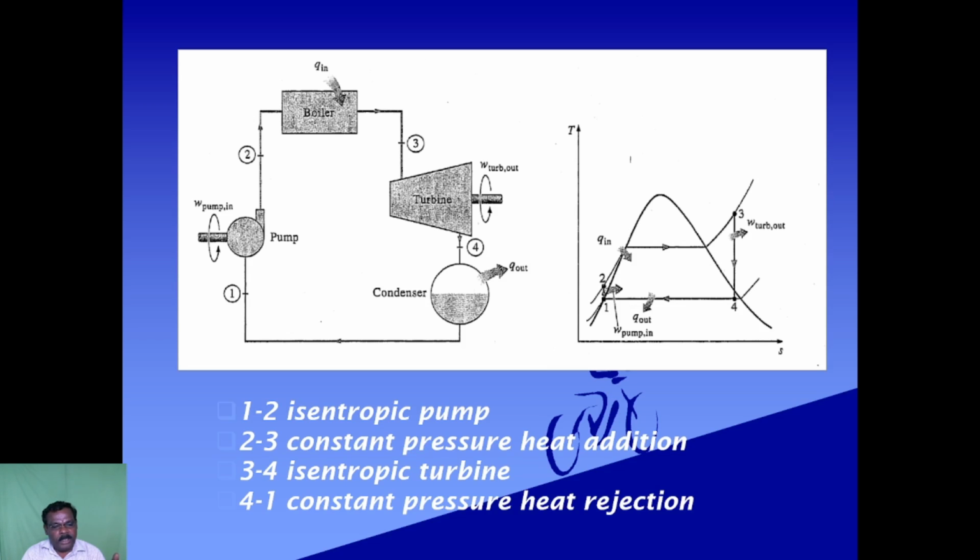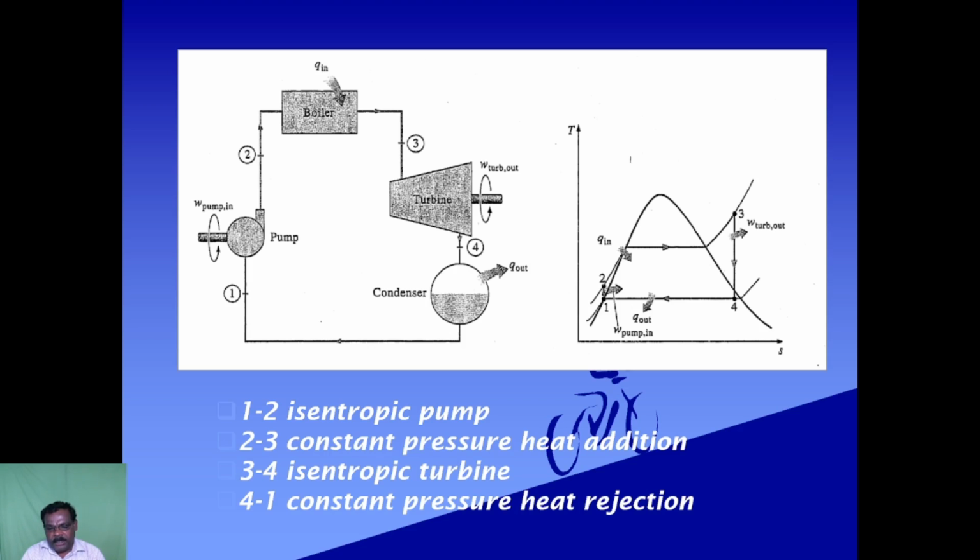Then 1-2 is the feed pump. It is an isentropic compression. So the pump is a device to just increase the pressure, and the water enters the boiler. So if you come to the right side of this slide, we have a TS diagram of a particular Rankine cycle.